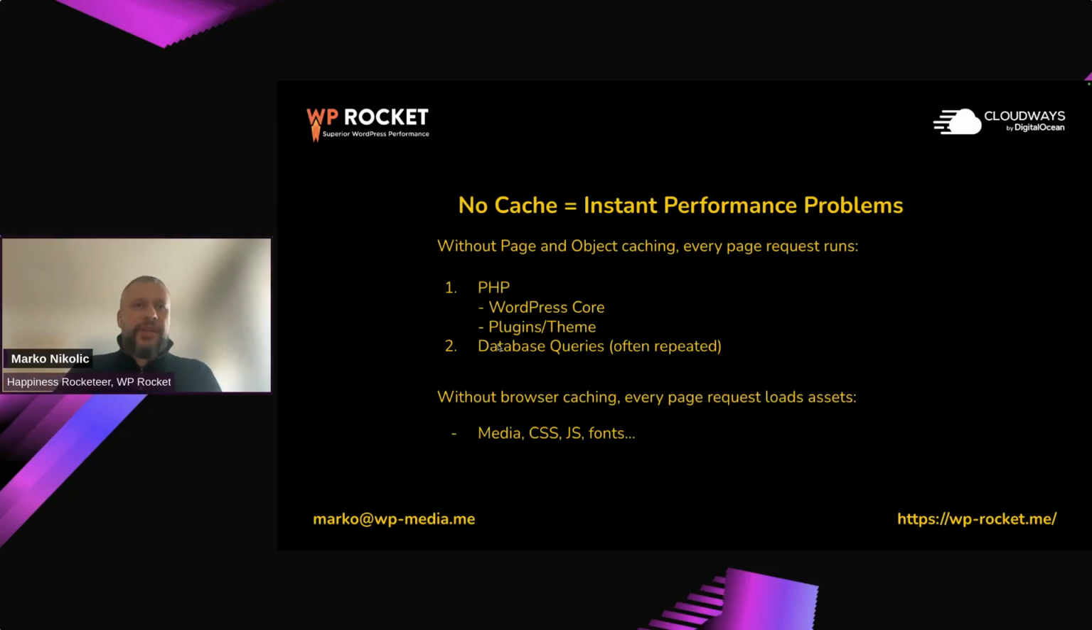Caching. We can say, if there is no cache, you have instant performance problems. Why? Because if you don't have page caching or object caching, every page will be dynamic, which means WordPress will handle and will put actions to communicate through PHP with the database every time you visit the page, which is not good, and in most cases it's not necessary. So you should have page caching.